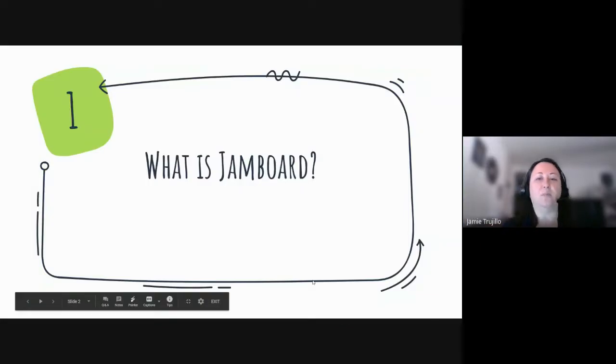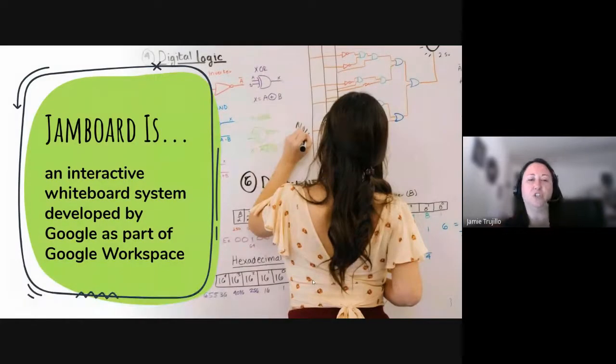So what is Jamboard? That is the first question, right? Jamboard is an interactive whiteboard system that was developed by Google. It's a relatively new Google feature, and it's part of the Google Workspace. For those of you who have taught in person, which is probably all of you, you know the importance of using a whiteboard, whether it be for math or for science or for writing. Now that most of us are having to work digitally 100%, or at least part of the time, it's great to have this whiteboard feature. And Jamboard is, just like all other Google products, absolutely free.